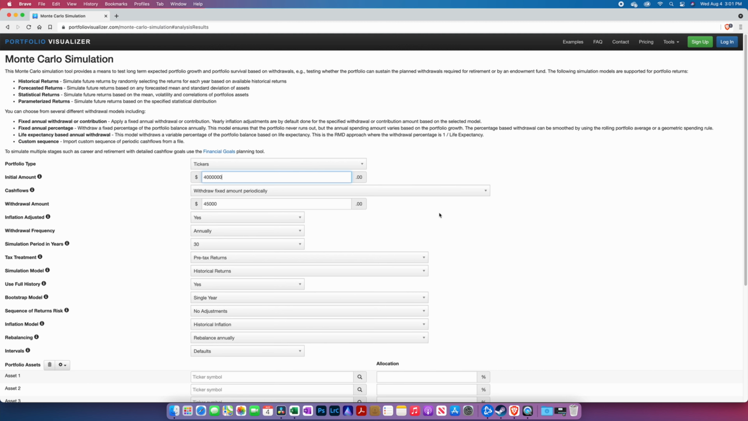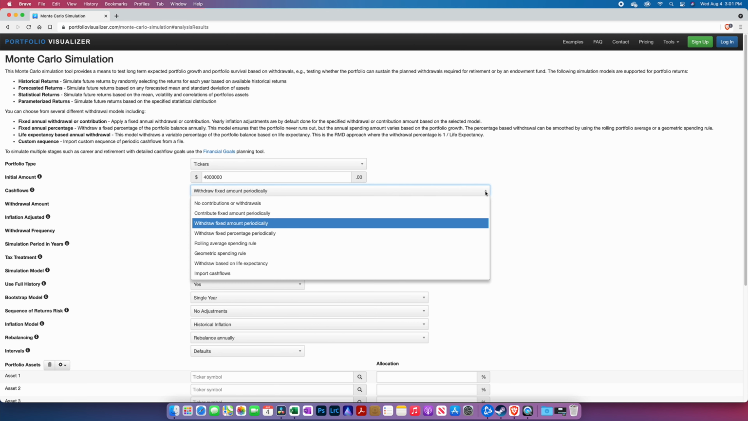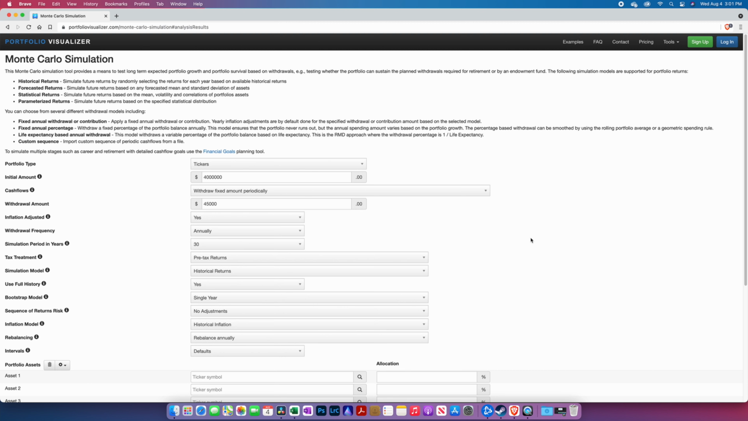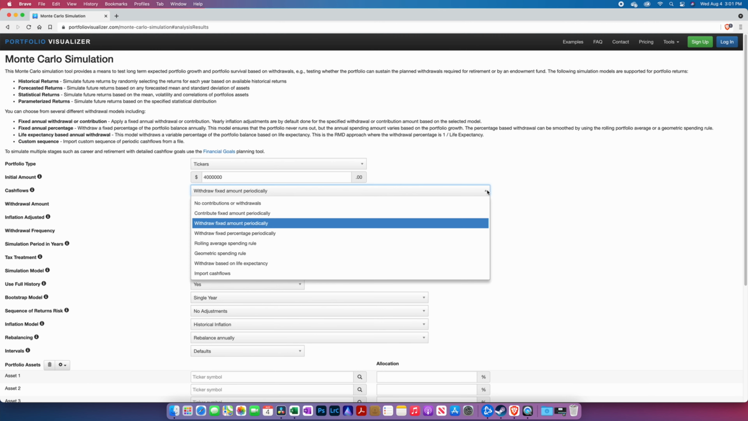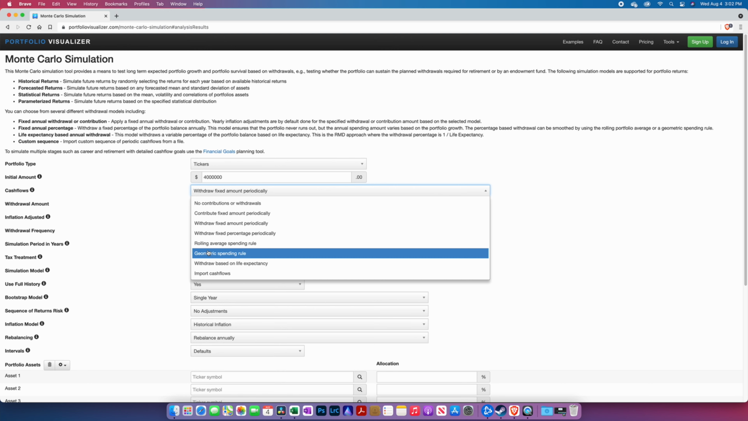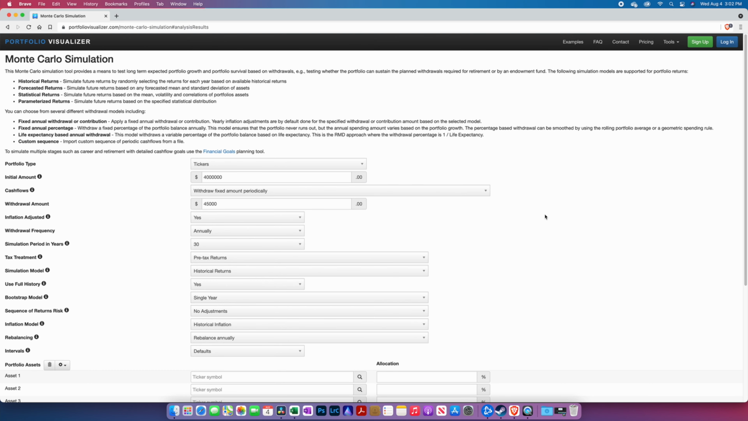We're going to withdraw a fixed amount periodically. If you click the drop down here, you can change it to whatever you want. Now, we're doing a drawdown example, but you can also use the Monte Carlo to see how your portfolio would grow and accumulate if you were to start off with something and then add a fixed amount periodically. You can go through this and play with the different options, but for now, we're going to withdraw a fixed amount periodically.